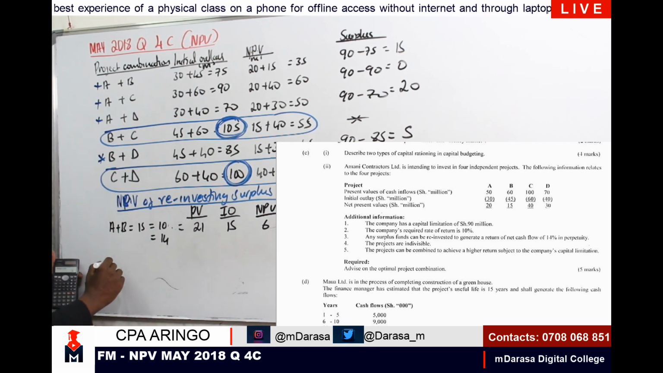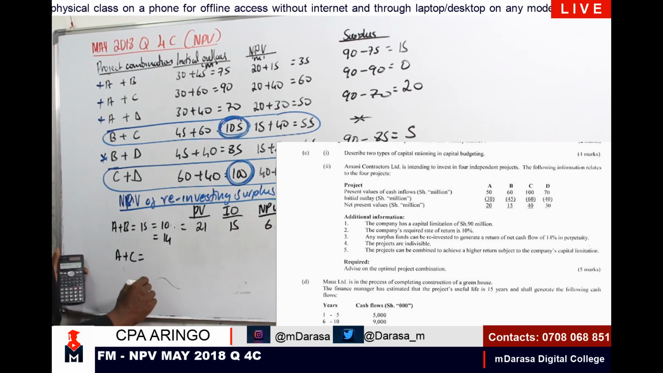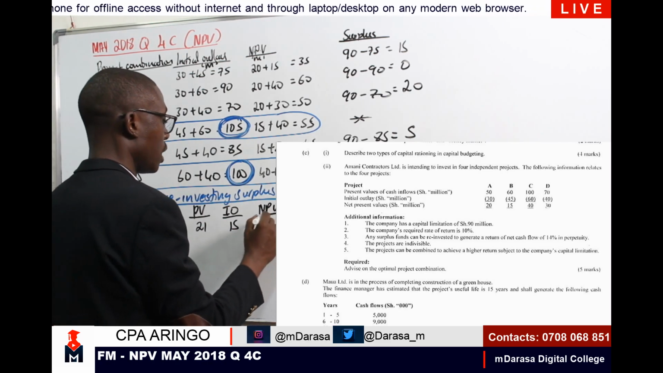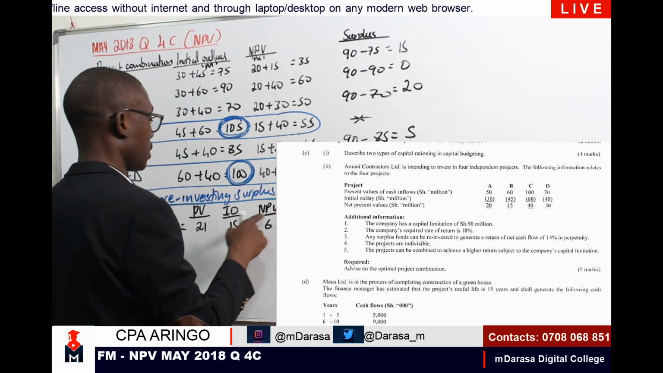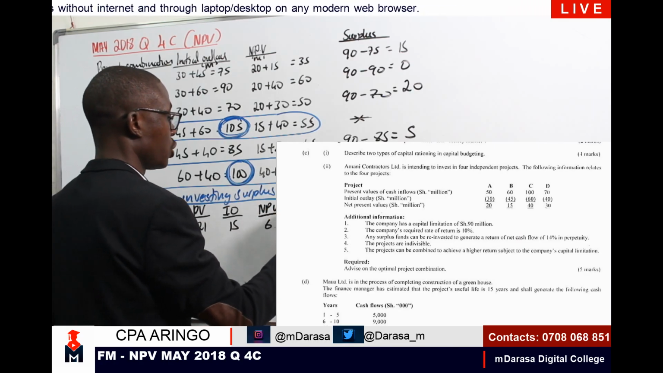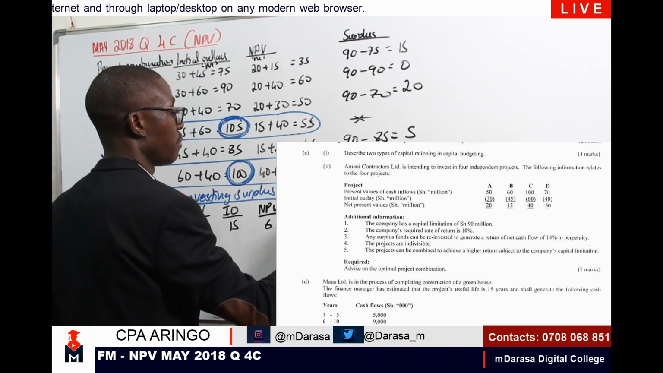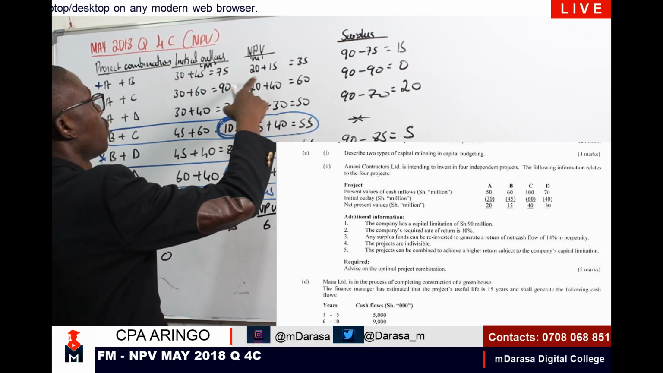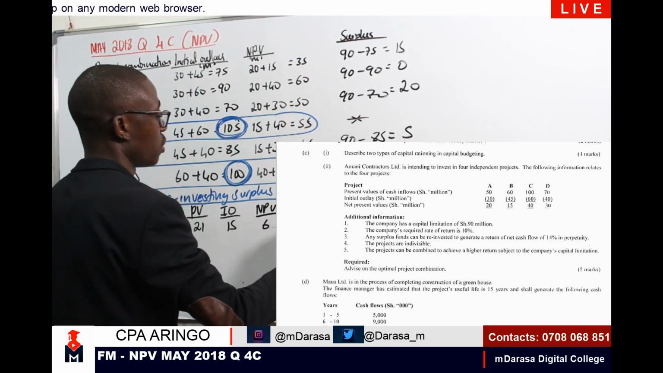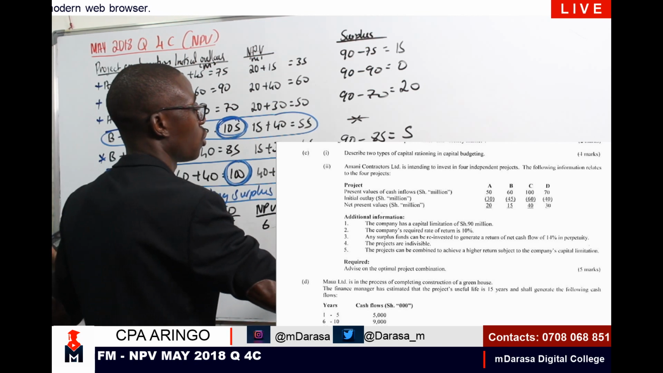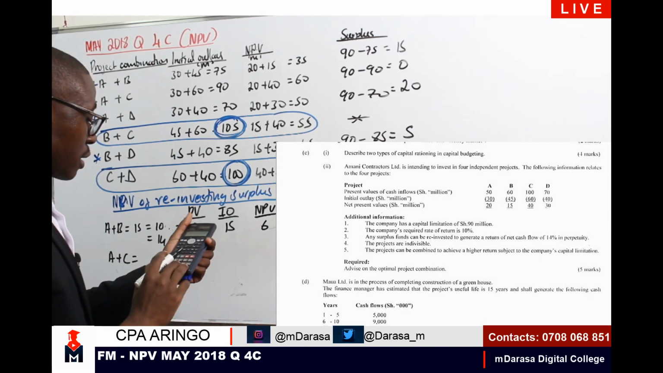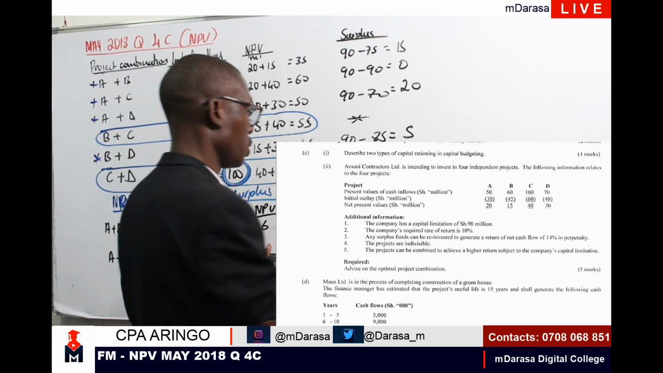This combination of A and C, what do we have in excess? I don't have any amount to invest. So therefore, in this case, the reinvestment NPV, and our initial NPV for the first case, we had an initial NPV of 35, right? So if we are to talk of our total net present value, I should be having 35 plus 6 to give me 41.